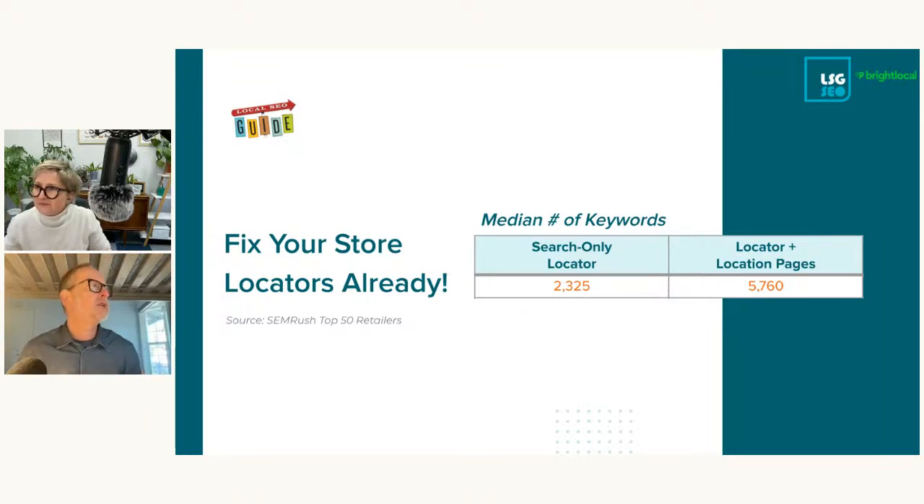We did a study of the top 50 US retailers in SEMrush of their store locator pages. And we found that in general, those that had crawlable state city hierarchies tended to rank for twice as many keywords as those that only had a search only. There's a lot of reasons for that, but the TLDR is, if you don't have a crawlable directory for your stores, create a crawlable directory.